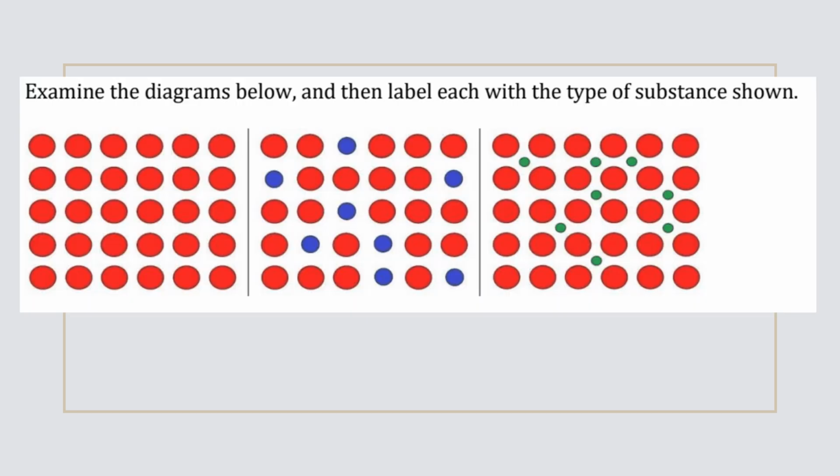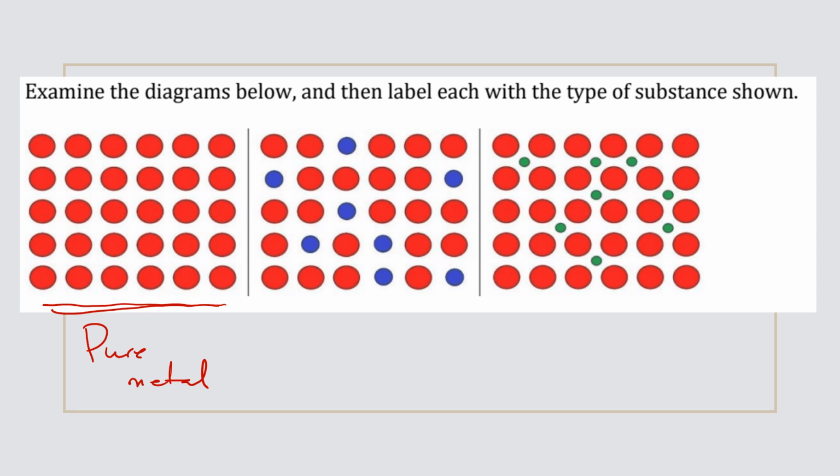Examine the diagrams below, then label each with the type of substance shown. So the red circles represent the metal, and the blue and the green circles represent whatever extra elements. So the first one on the left, we didn't really talk about this, but it's kind of simple once you hear it. If it's all just the same element, same metal, this is called a pure metal. Original, I know.